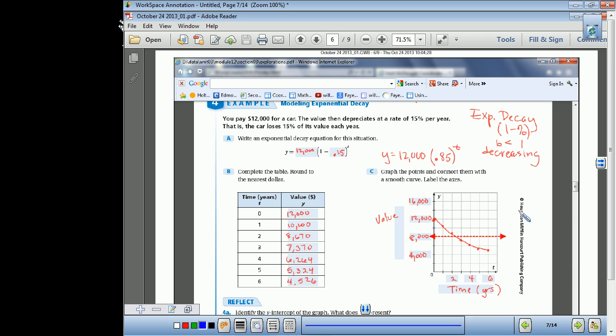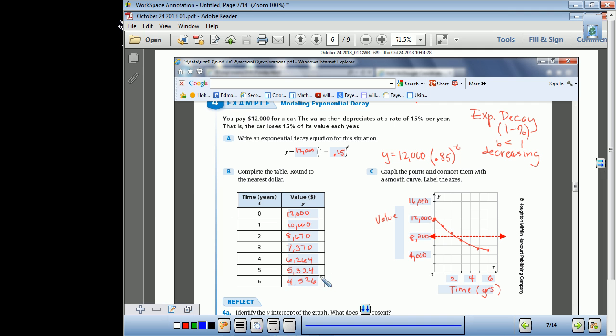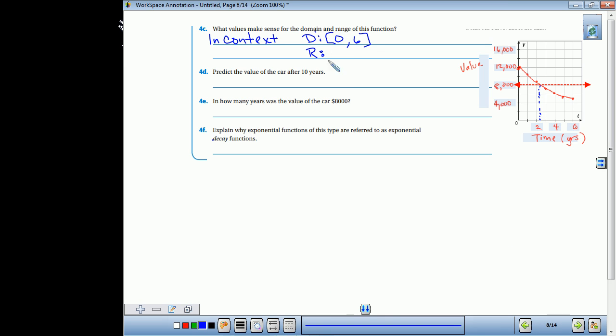Okay. Let's take a look at the other questions. Here we go, finally. And here's that graph where I've copied and pasted it. What values make sense for the domain and range of this function? Let's go in context. In context of this problem, the domain would be from 0 to 6 years. Does that make sense? And in context of this problem, the lowest value of the car was 4,526, up to the price we paid for it, 12,000. So do these domains and ranges make sense in context of this problem?